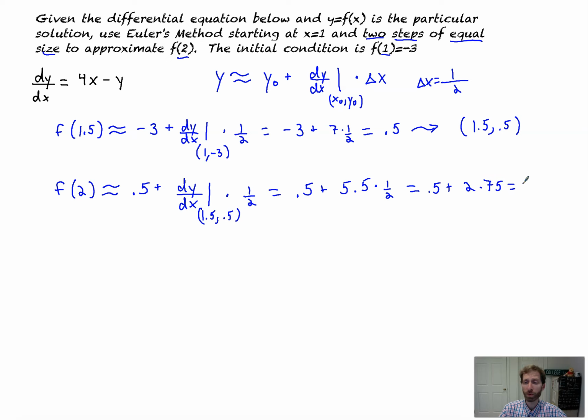And so that's going to be equal to 3.25. So f of 2 is approximately 3.25. That's it. Is it the exact value? No, it's an approximation. Euler's method in its finest.